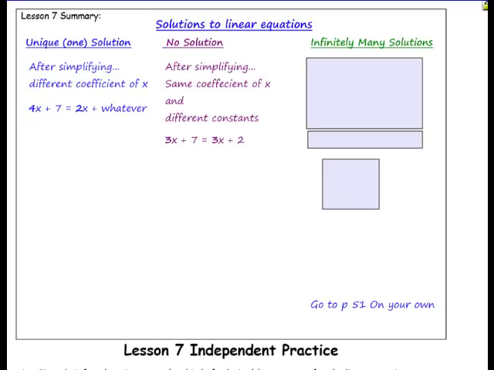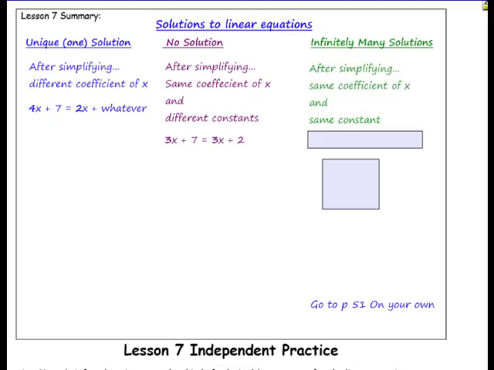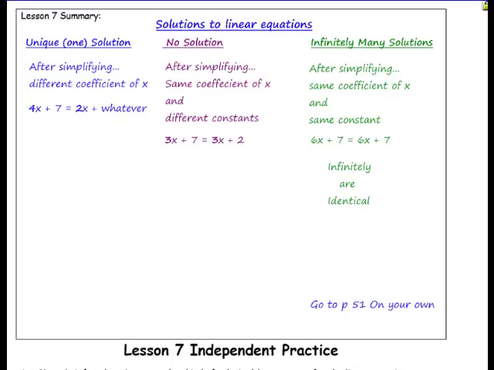The third type of solution is infinitely many solutions. After simplifying, you'll have the same coefficient of x and the same constant. For example, 6x plus 7 equals 6x plus 7. Remember, infinitely are identical. The left side matches the right side.